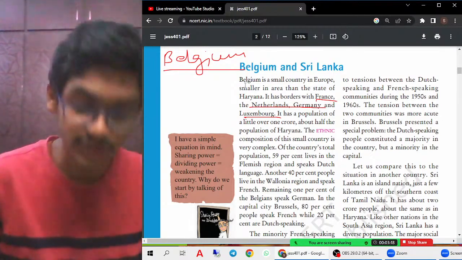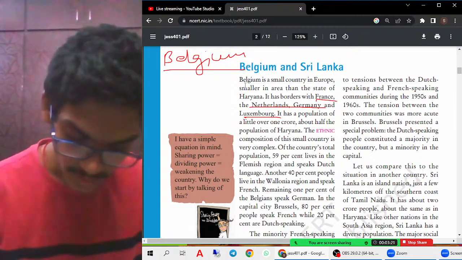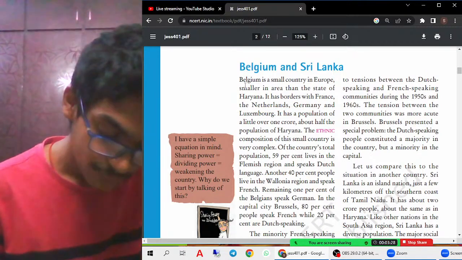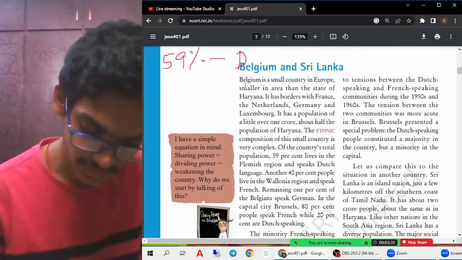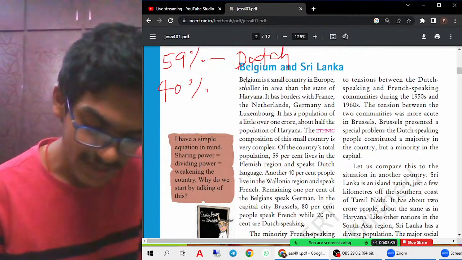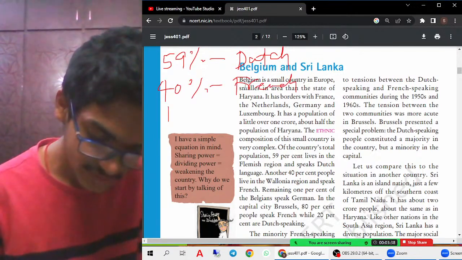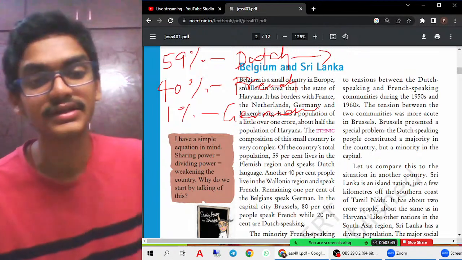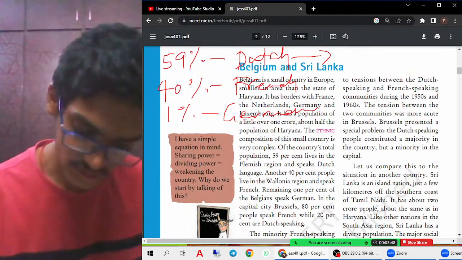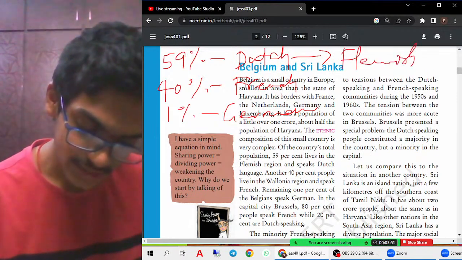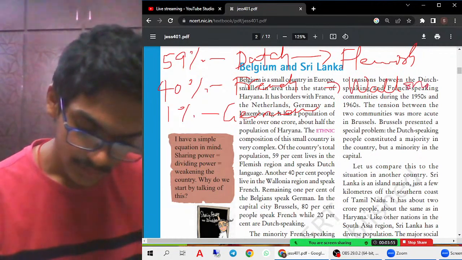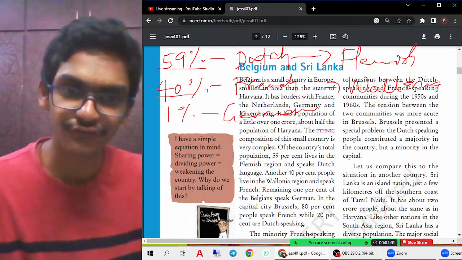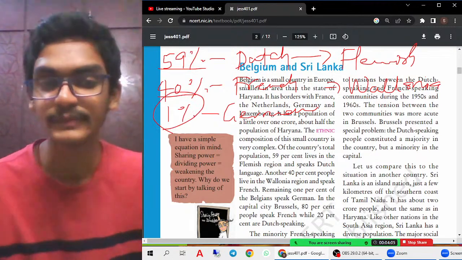Let us try to understand the ethnic composition of Belgium. In Belgium there are two main ethnic groups, very important. 59% of the total people speak the Dutch language, 40% of the people speak French, and 1% of the people speak German. The Dutch-speaking people live in the Flemish region, and the French-speaking people live in the Wallonia region. We are also trying to understand the percentage of people speaking in each region.